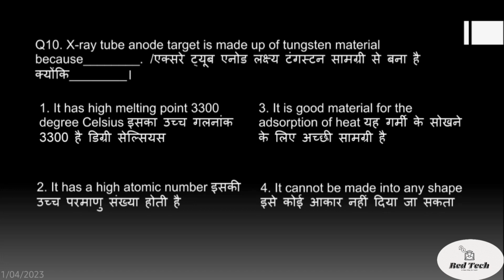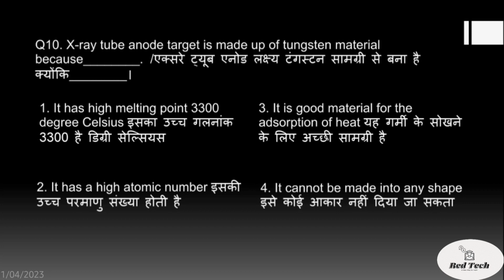Question number 10: the X-ray tube anode target is made up of which material, and why? So the X-ray tube anode target is made up of tungsten. Then why is this material used? We have to tell in this question. Option 1: it has a high melting point, 3300 degrees Celsius. Option 2: it has a high atomic number. Option 3: it is a good material for the absorption of heat. Option 4: it cannot be made into any shape.